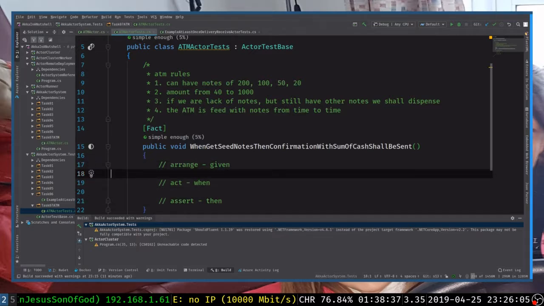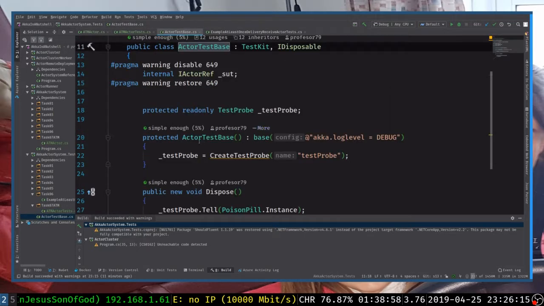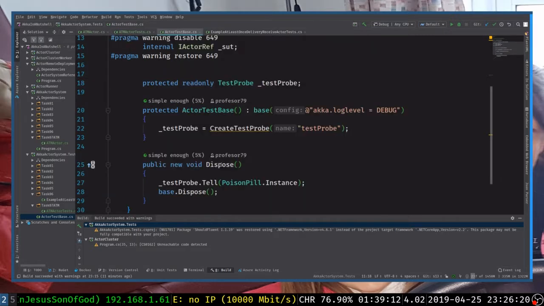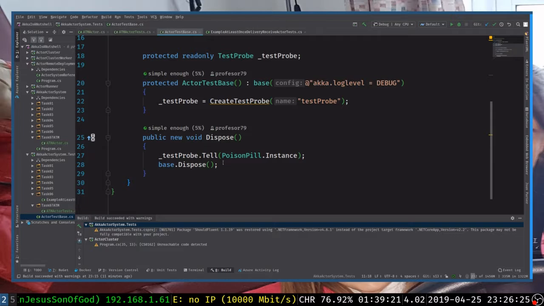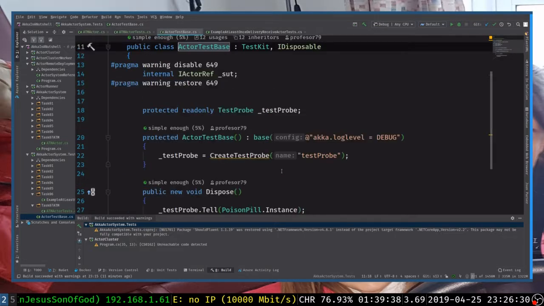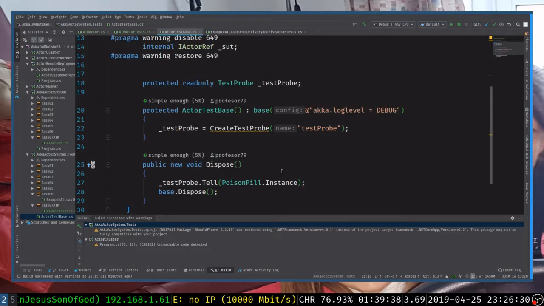what we have, we need to create our system under test, and the magic that you see here is taken from ActorTestBase. Let's see what we have here. We are creating a test probe. When we are disposing, we are just removing the test probe. A poison pill is given to kill the actor. Right, so there are two things: we're creating a test probe, and then after the test is executed, the test probe is disposed.